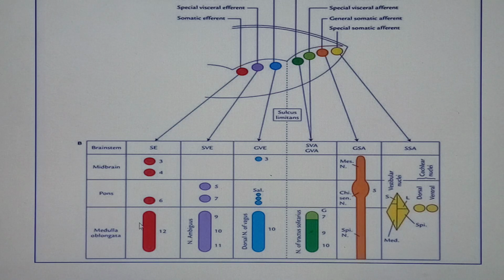So for instance, if there's any injury that is confined to, let's say, the midbrain and the pons, it means that the medulla oblongata will be spared. Yes, the tongue muscles will work. Okay, so these are some of the dynamics that I want you to understand.